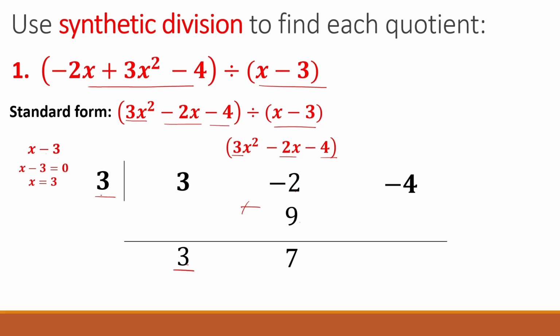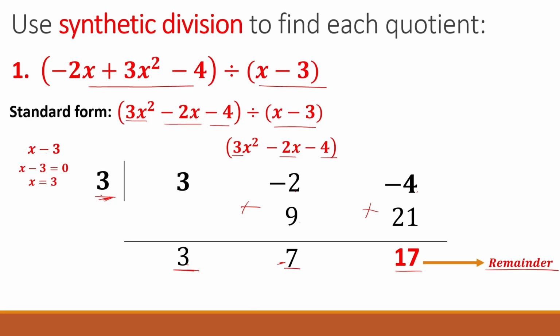And repeat the process of multiplying and adding. So 7 times 3. So you have 21. And then add again. Negative 4 plus 21, so that is positive 17. And since this is now the last number in the third row, so ibig sabihin, our 17 is the remainder. So 17 is the remainder, and we have here the quotient 3 and then 7.